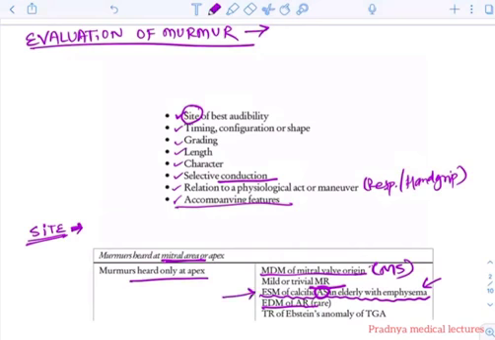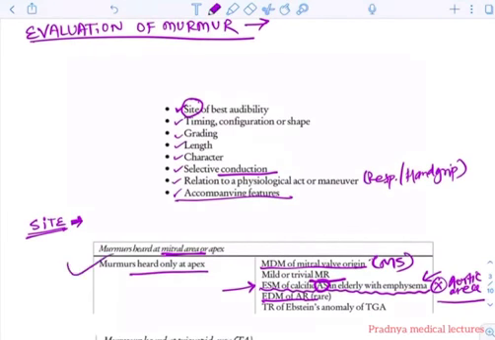The thing to explain here is this murmur of AS is not heard in the aortic area, never. It is heard only in the mitral area, and it is mistaken for MR as it is a systolic murmur at the mitral area.